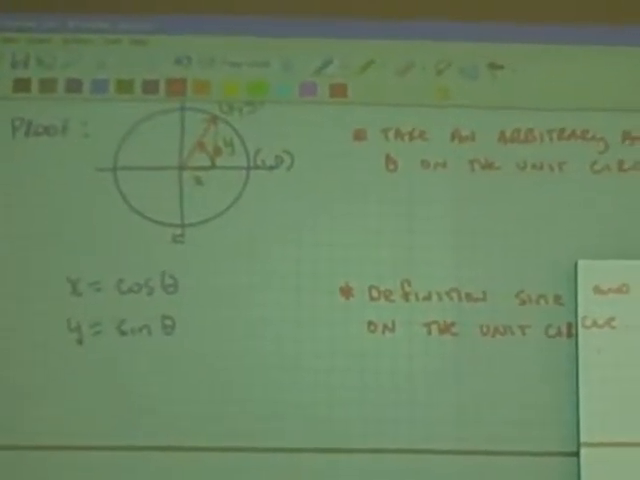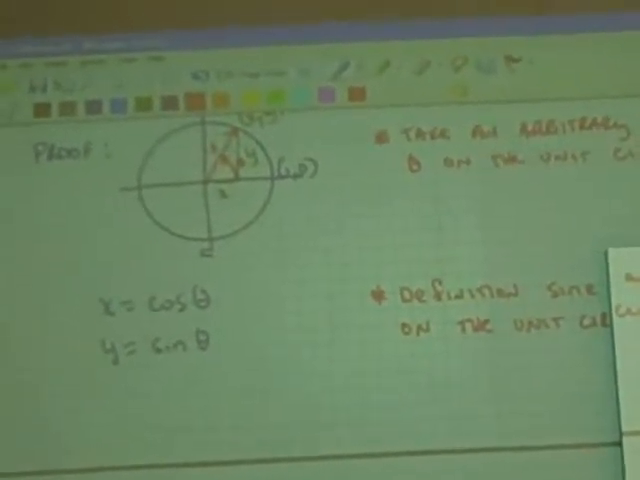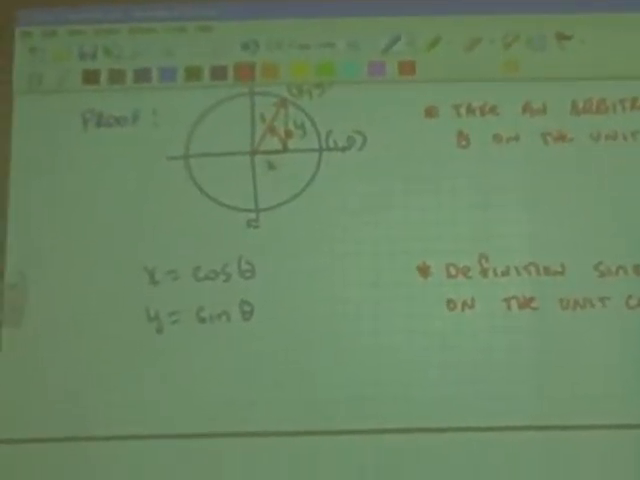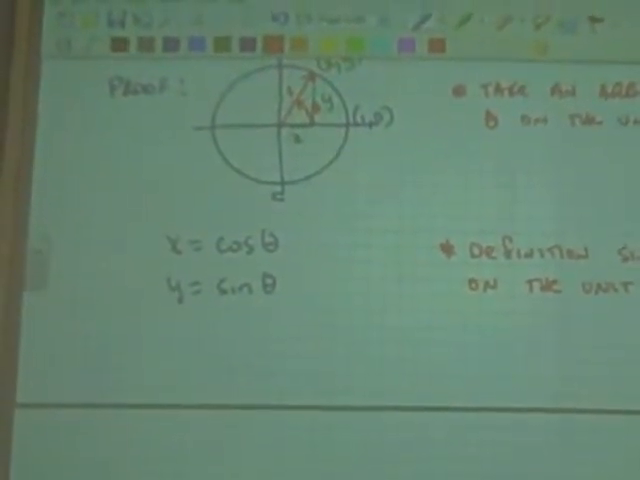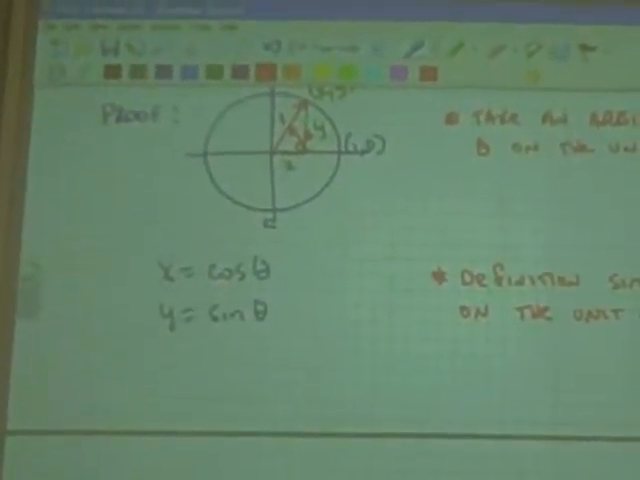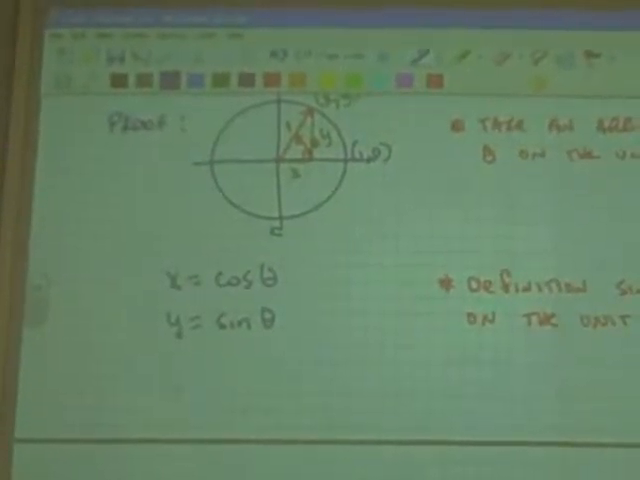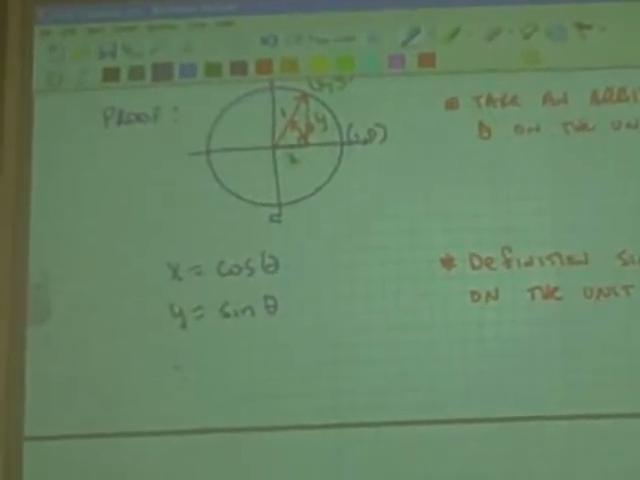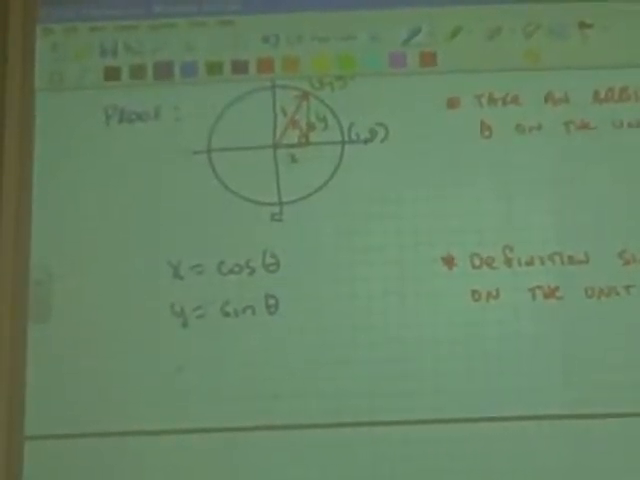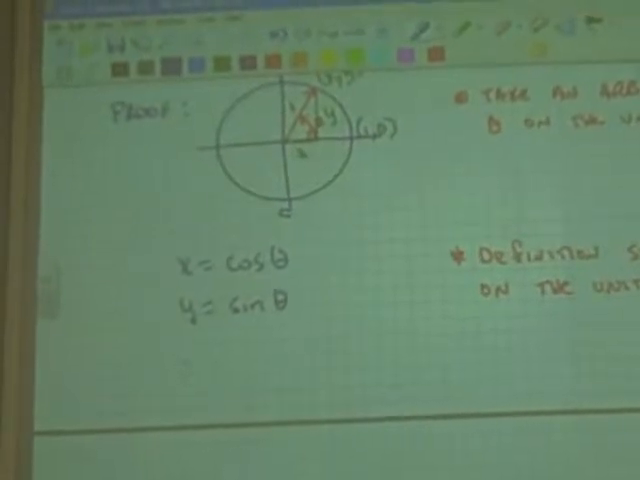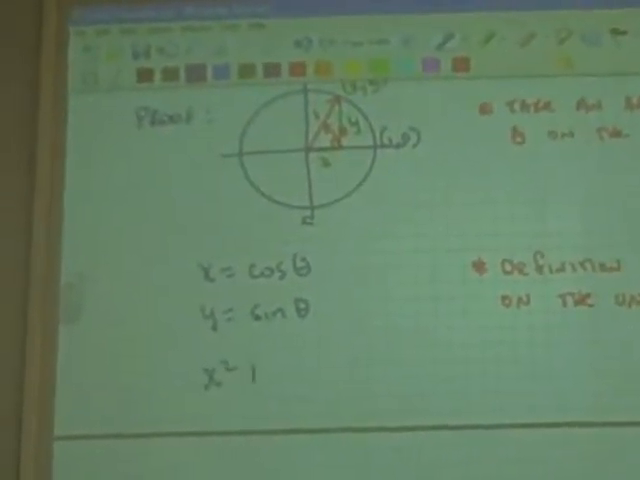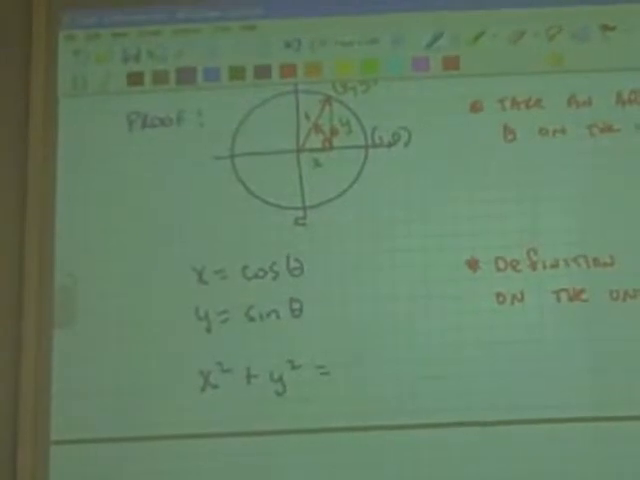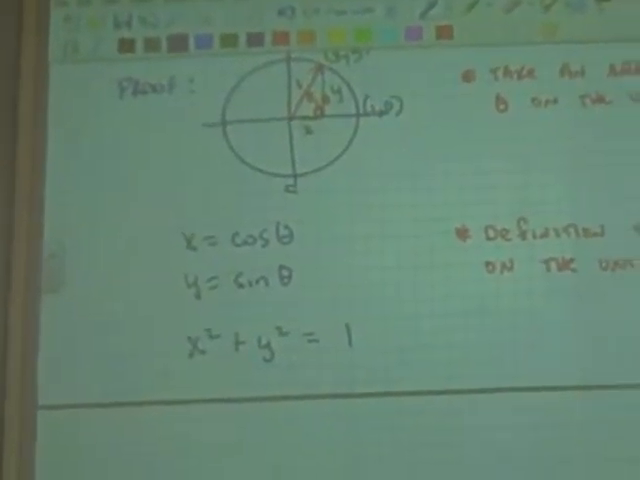And what's the radius of the circle? 1. Just one, right? So looking at that triangle, what can we write? Pythagorean theorem. Well, let's think about the Pythagorean theorem. X squared plus y squared equals 1. X squared is cosine squared. Y squared is sine squared.